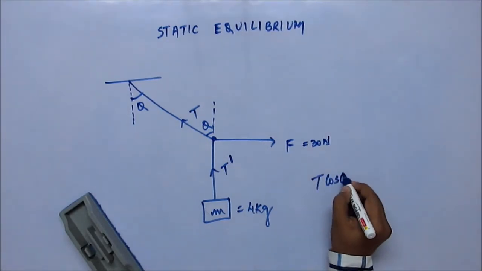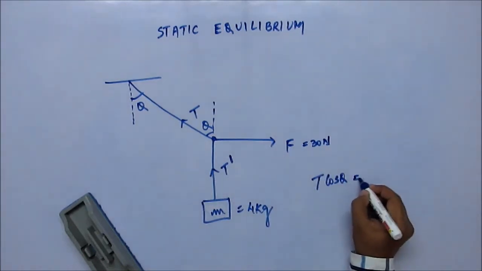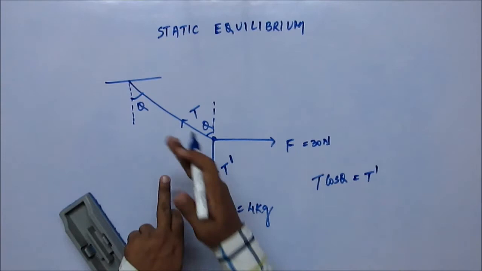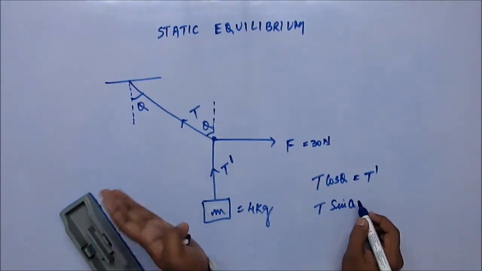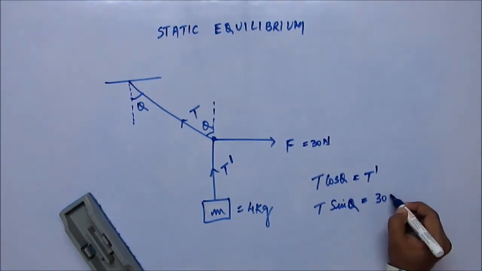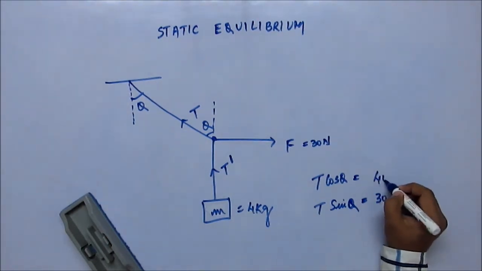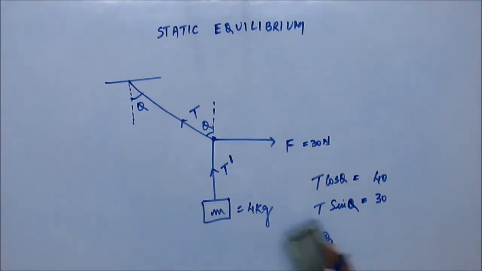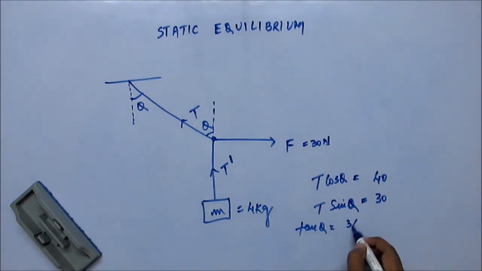T cos theta. You have learned to take the component of a vector in the chapter of vectors. T cos theta is equal to T dash. Those are the only two vertical forces. And in the horizontal direction, you will have T sin theta on the left side, and on the right side you have a force of 30 Newton, and the two should be equal. T dash we have calculated as 40. So if you divide these two equations, we'll get tan theta is equal to 3 by 4.